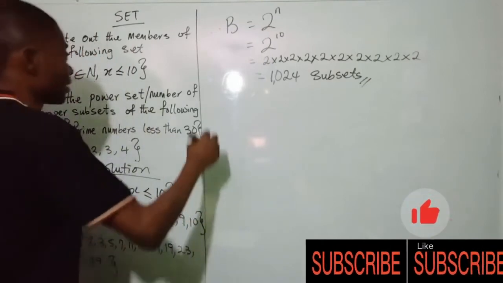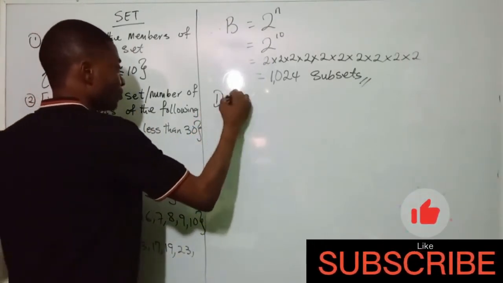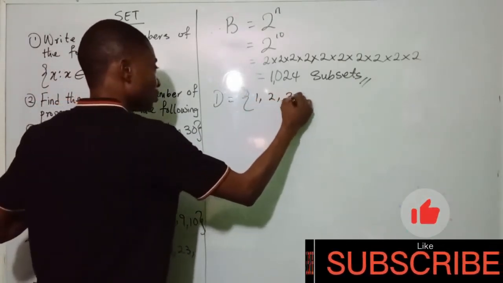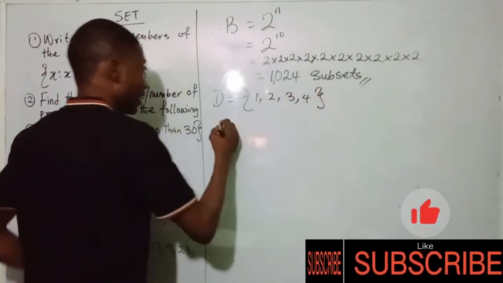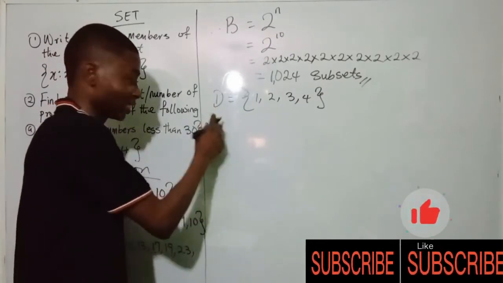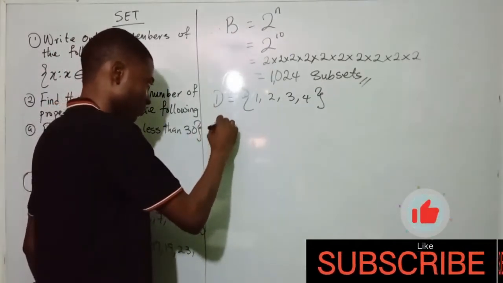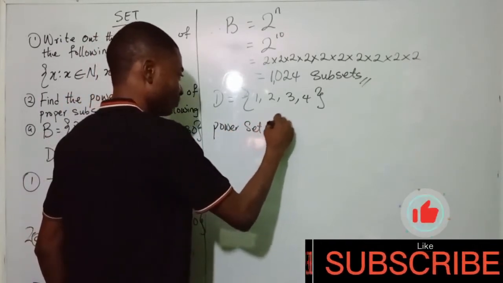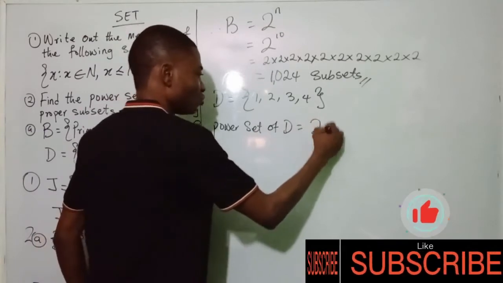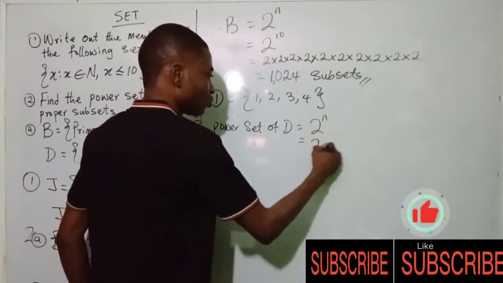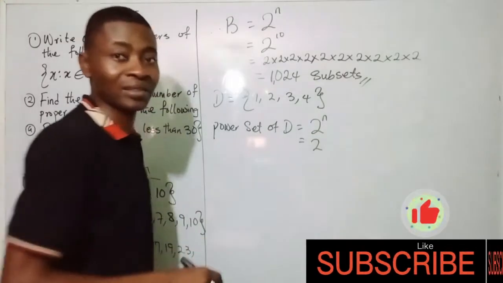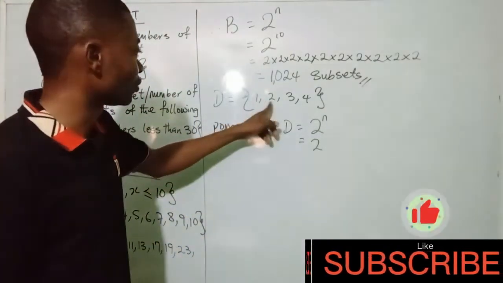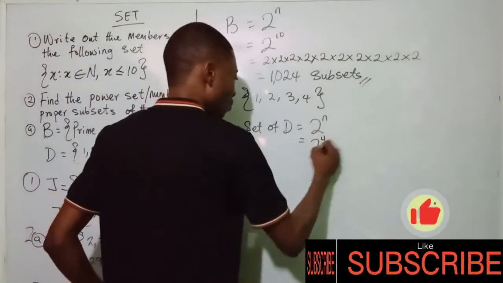Now let's look at the second set now. That is D. So again, the set has been listed, that is 1, 2, 3, 4. Again, the power set of D is equal to what? 2 raised to the power of what? n, where n stands for the number of elements in that set. So what are they? 1, 2, 3, 4. So that is what? 4. So that is equal to what?